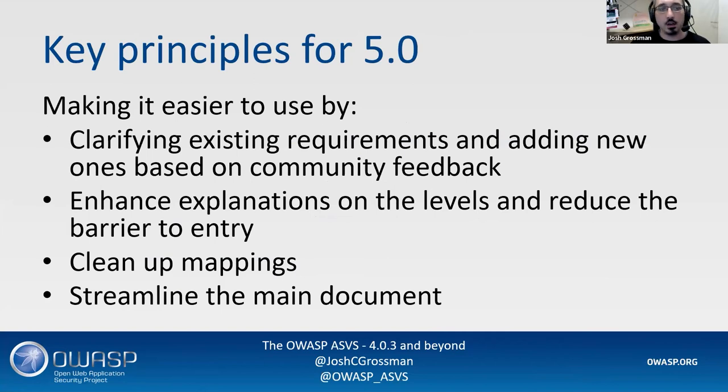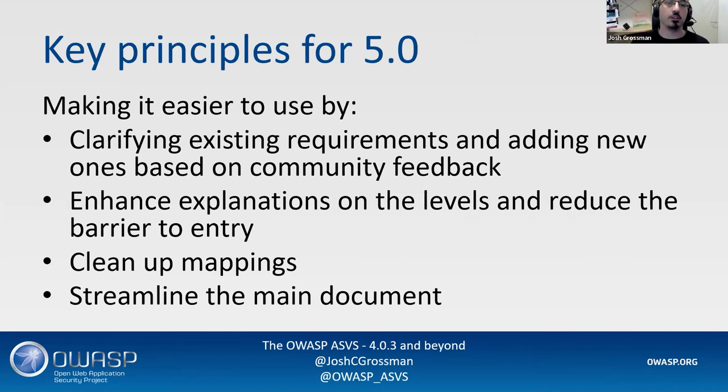So for 5.0, our key principle is that we want to make it easier to use. We want to make the standard even easier than it is at the moment. We want to lower the barrier to entry. That involves clarifying existing requirements and making sure it's clear from each requirement what exactly needs to happen, maybe reorganizing based on feedback, and generally making it as easy as possible to understand the requirements. We've had minor versions since version 4, but we've always avoided changing the meaning of requirements too much because we don't want to break things across minor versions. But with 5.0, we can break things if we feel it's necessary to increase the clarity of the requirements and the understandability of the standard.